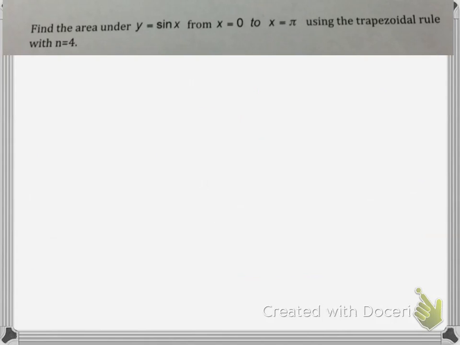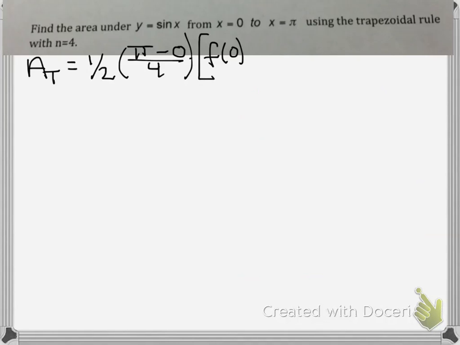Let's knock out one more example. We want to find the area under the curve y equals sine x from 0 to pi using the trapezoidal rule with 4 equal subintervals. So our area with our trapezoids is 1/2 times b minus a over n. So that's pi minus 0 over 4. And now, if we're going from 0 to pi with 4 subintervals, what did I even write right there? Sorry about that.